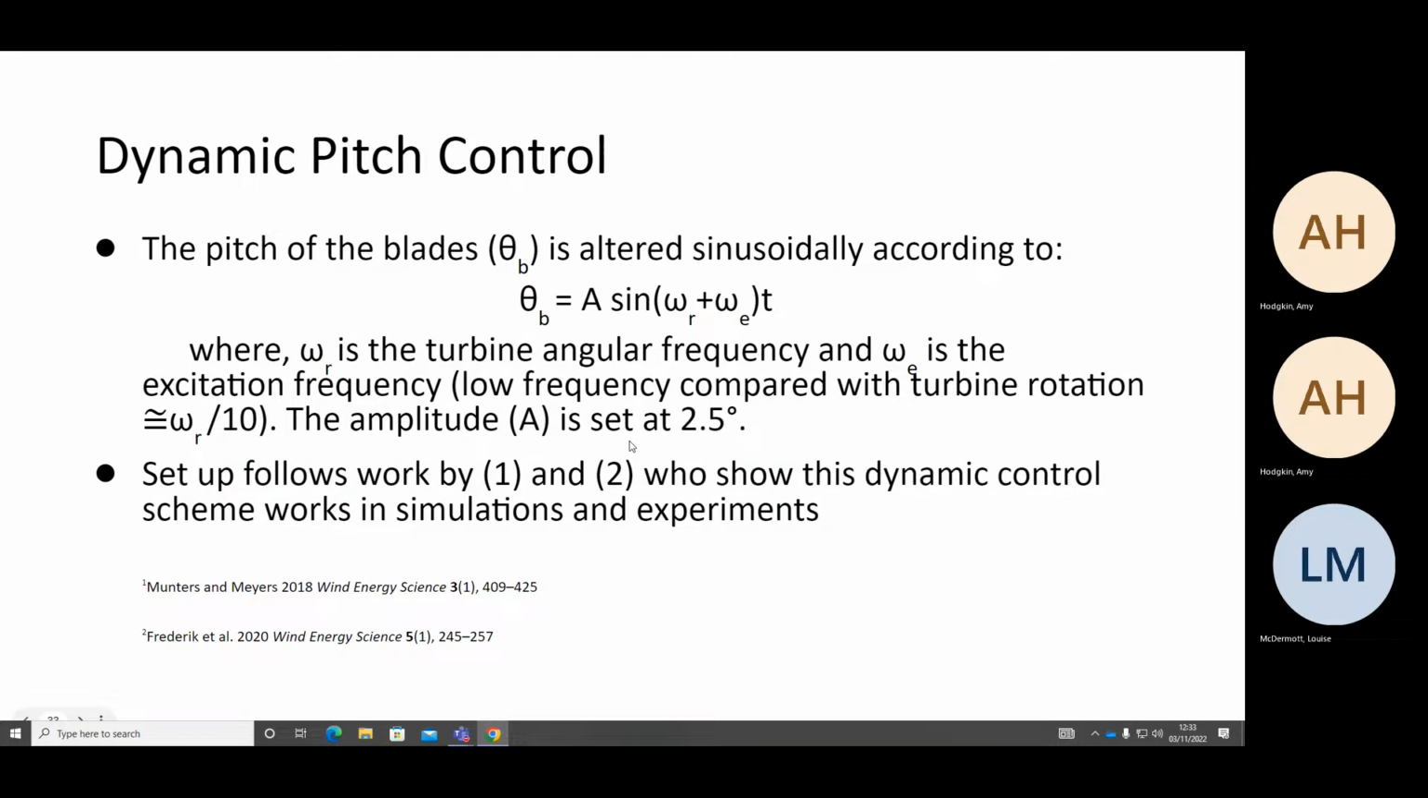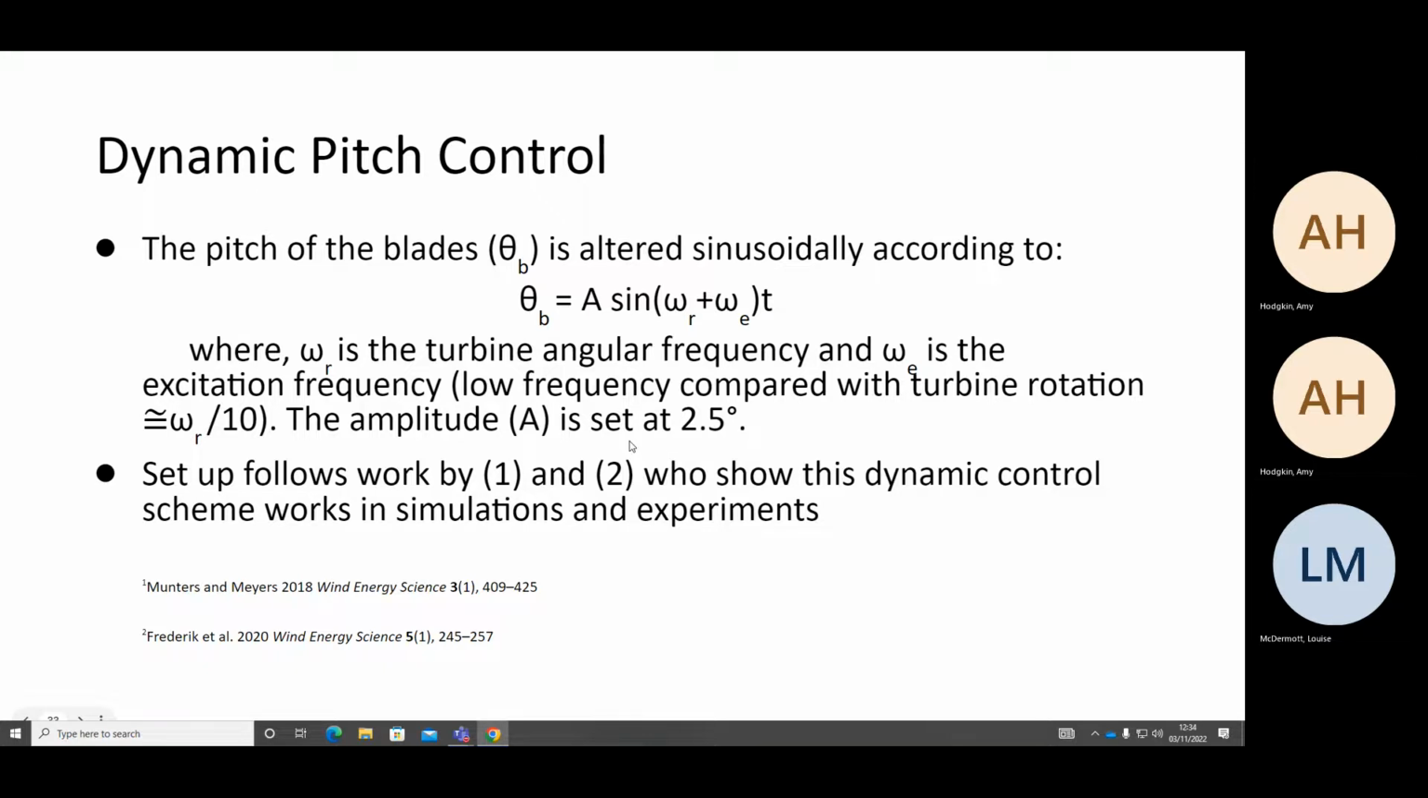Okay, just to look at something slightly different but kind of similar, we're using a different method to force our trigger to turbulence. So we have a dynamic pitch control scheme, where the idea is to pitch the blades at a set frequency. And this is now the method that's adding the disturbance to the flow. This is based on work showing that there's at least potential for this to improve wake recovery.